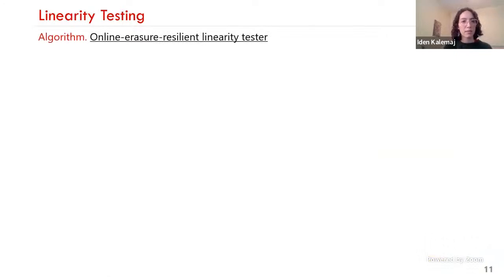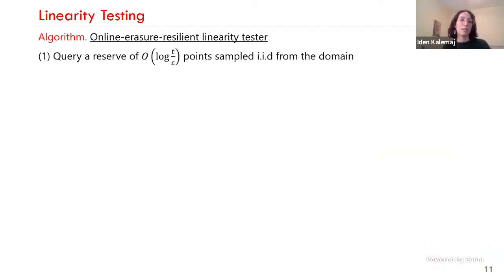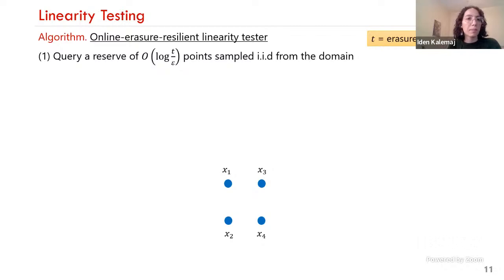So the algorithm is as follows. It first queries a reserve of log t over epsilon points that are sampled IID from the domain. Recall that t is erasures per query. So suppose it queries, say, 4 points to begin with. Then the adversary can erase linear combinations of these points. So the edges here represent sums of points.